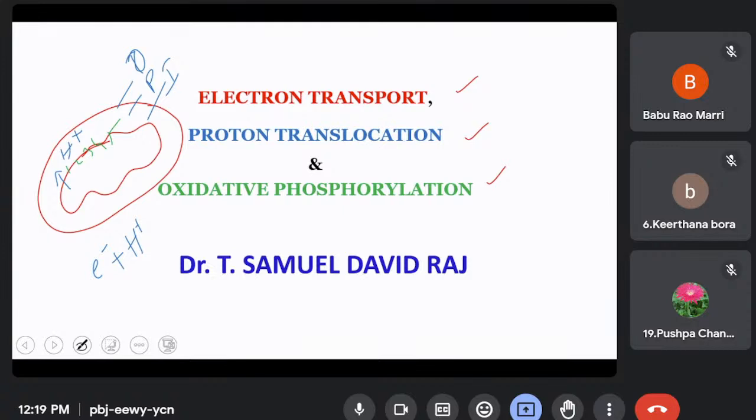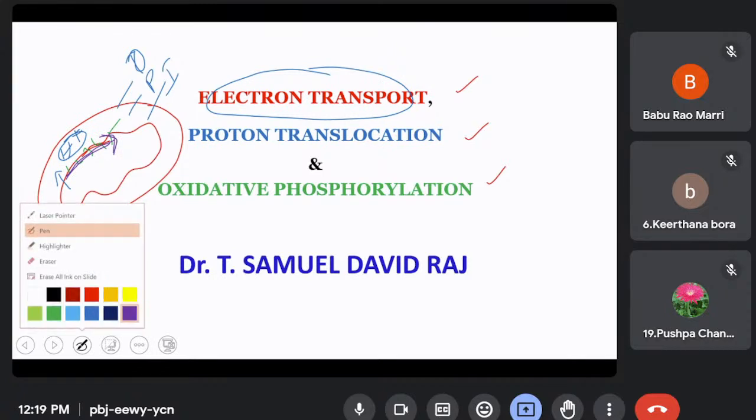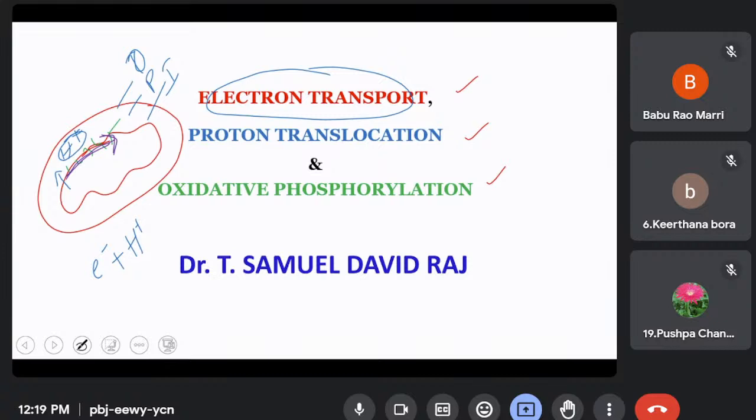So the release of protons into the perimitochondrial space is coupled with the transportation of electrons through the electron carriers, isn't it? And all this, what happens here? The ultimate electron transport takes place ultimately to the F0 F1 complex.